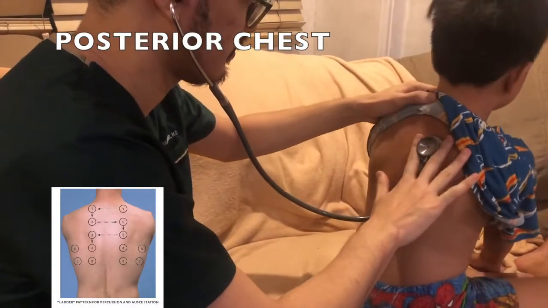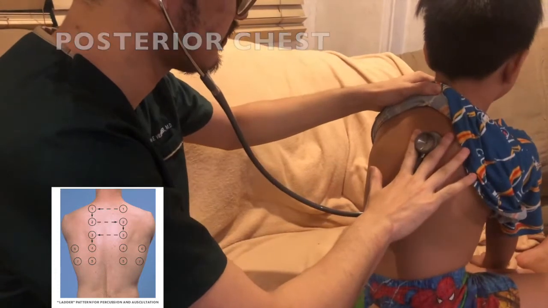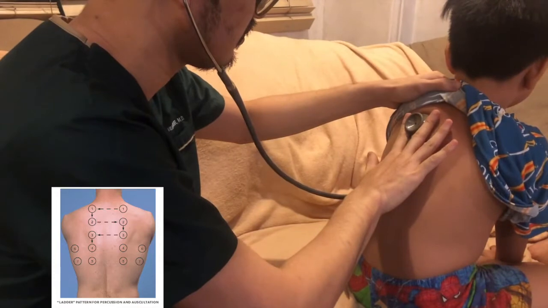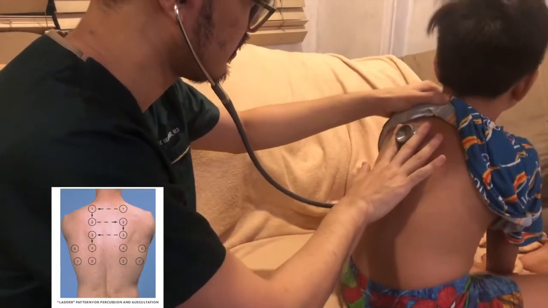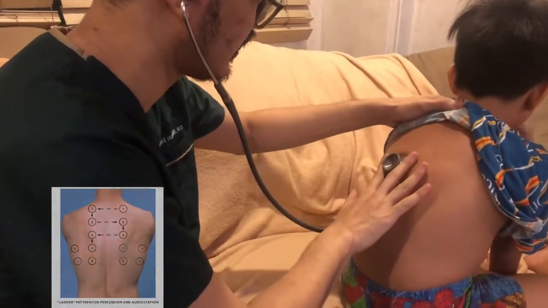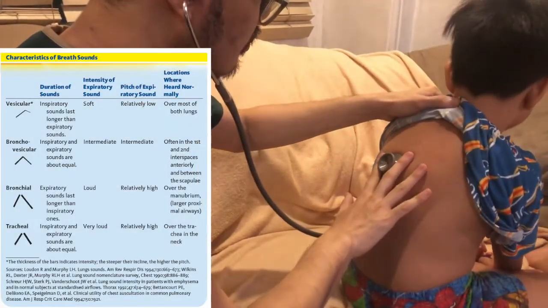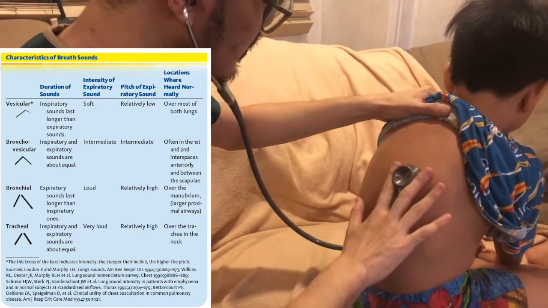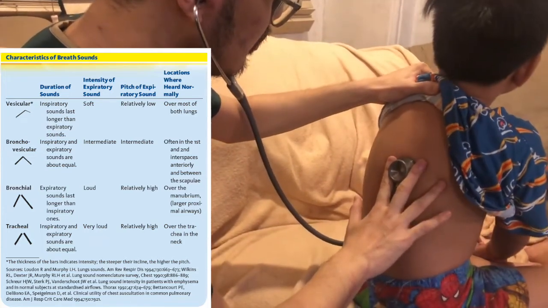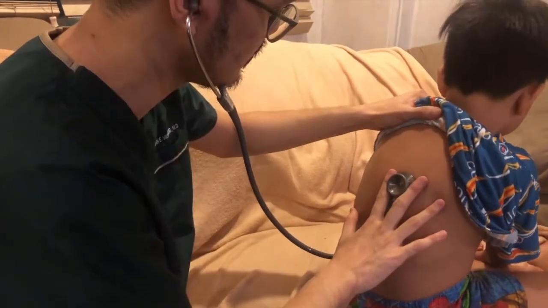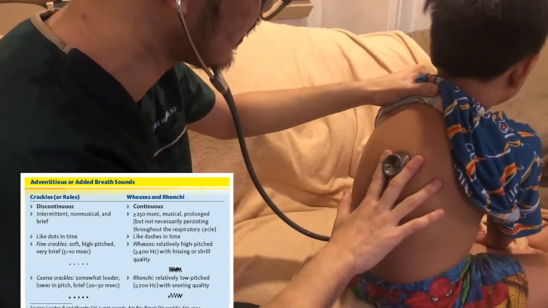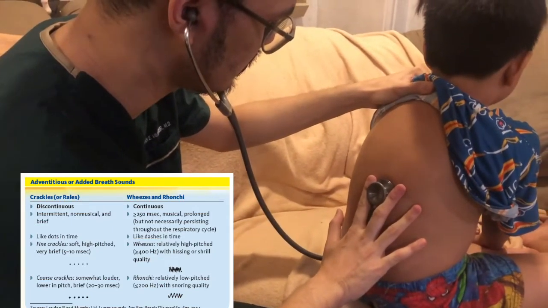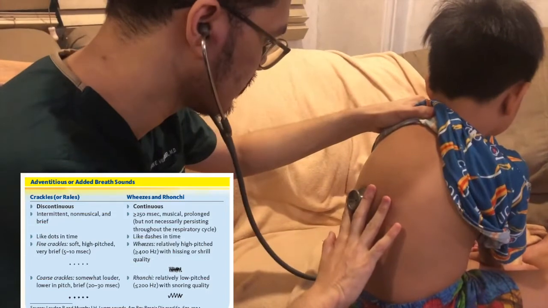In auscultation, the ladder pattern is utilized. Listen if there are clear or decreased breath sounds. Here are some of the characteristics of breath sounds, with the duration, intensity, pitch, and the locations where heard normally. Also, we should listen for any adventitious or added breath sounds, such as crackles or wheezes and rhonchi if present.